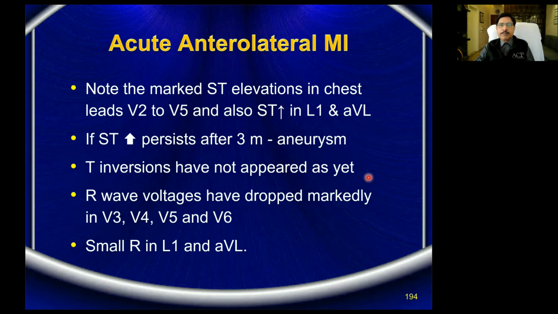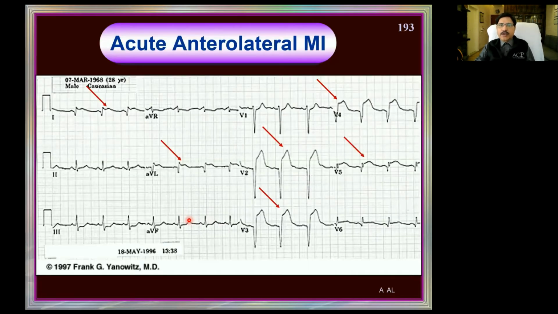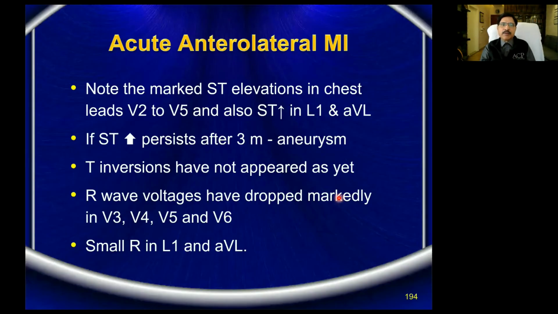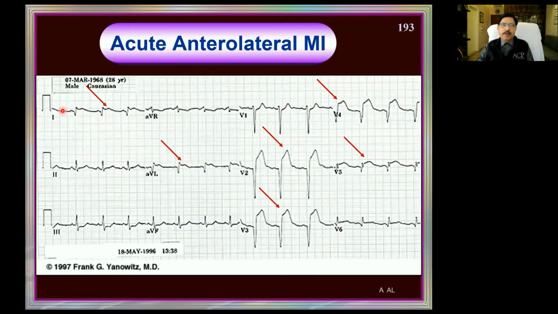T inversions have not appeared as yet, and the R wave voltages have dropped markedly. Every time you see an ECG, you must look for the R wave voltage. Here we are supposed to get a very good R wave, and a very tall R wave here. We did not have any R waves. This again says the left myocardium is compromised electrically and is not throwing any potentials. So acute anterolateral infarction. Small R wave in L1 and AVL also, we are not able to see very tall R waves here. So this only says that the extent of involvement is much larger. The prognosis is rather poor.